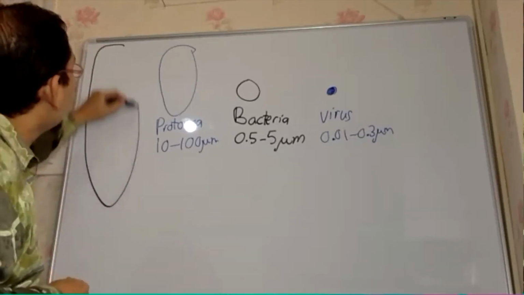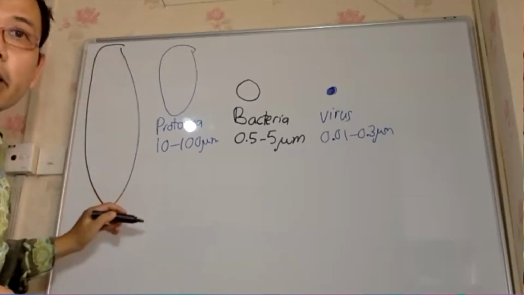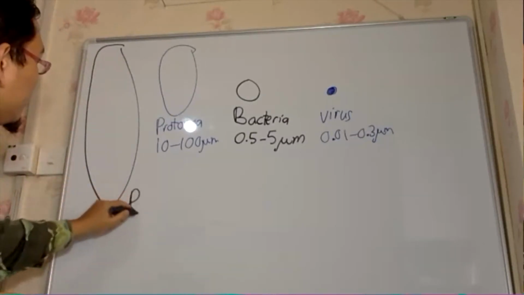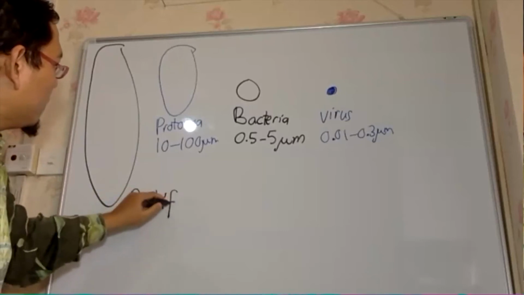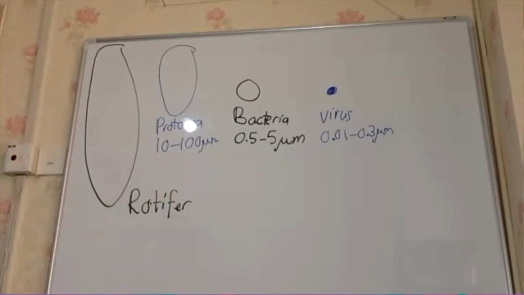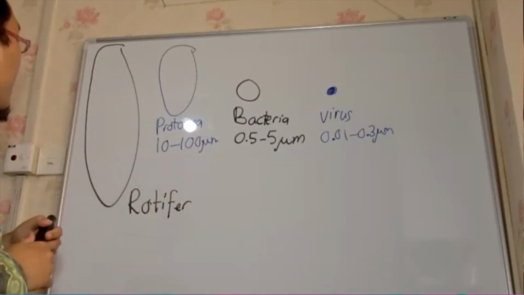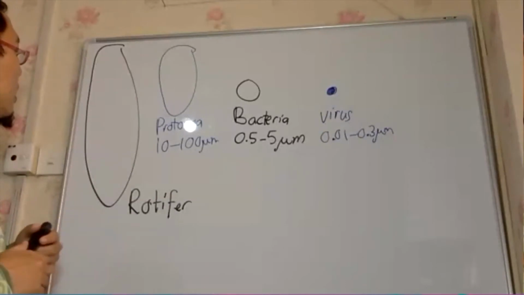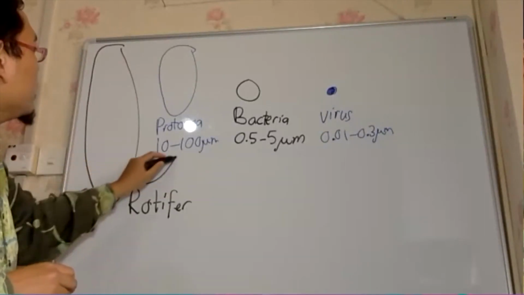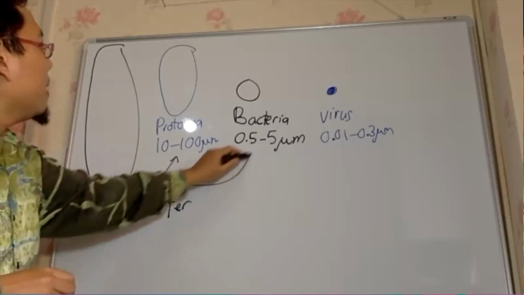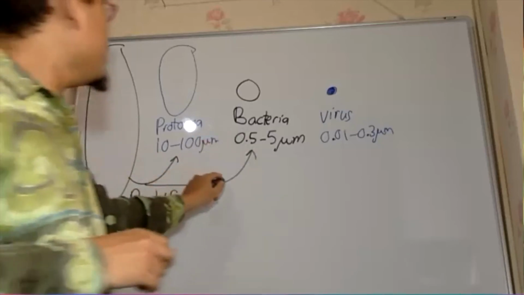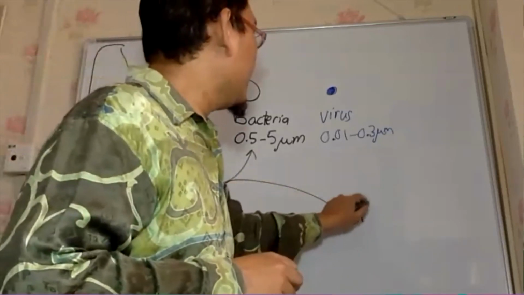I don't know how to draw it. Okay, and this one is rotifer. It's really big in size. And the food for rotifer is protozoa and bacteria, and sometimes they also eat algae.